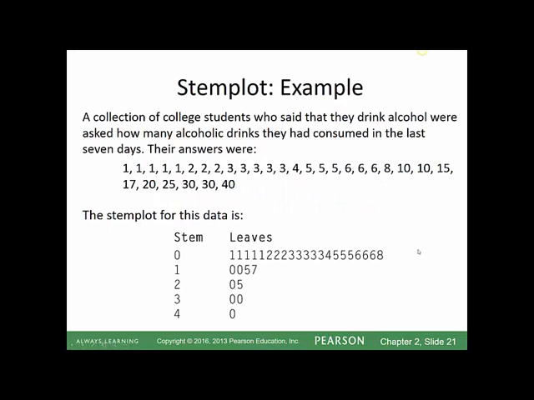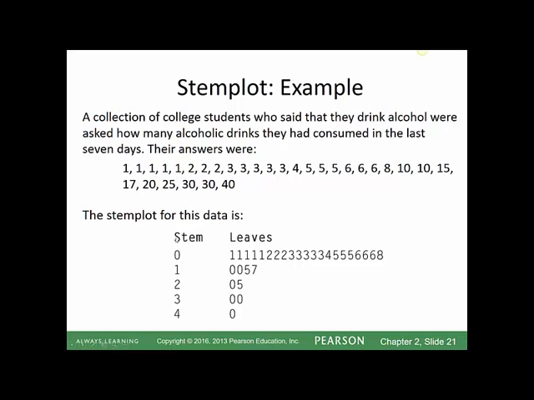So here's an example of a stem plot. It says a collection of college students who said that they drink alcohol were asked how many alcoholic drinks they had consumed in the last 7 days. Their answers were the following, right? So here is an example of a stem and leaf plot for this data set. With the stem and leaf plot, you want to think of the stem.